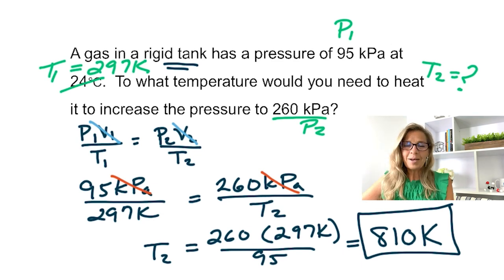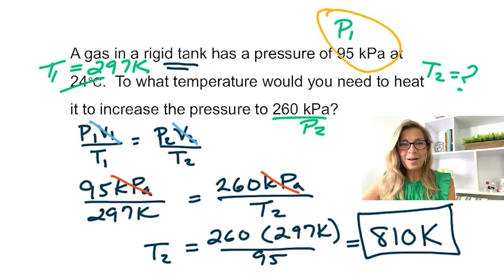So there are two examples of using the combined gas law. I think the secret is identifying those variables before you go to that equation.